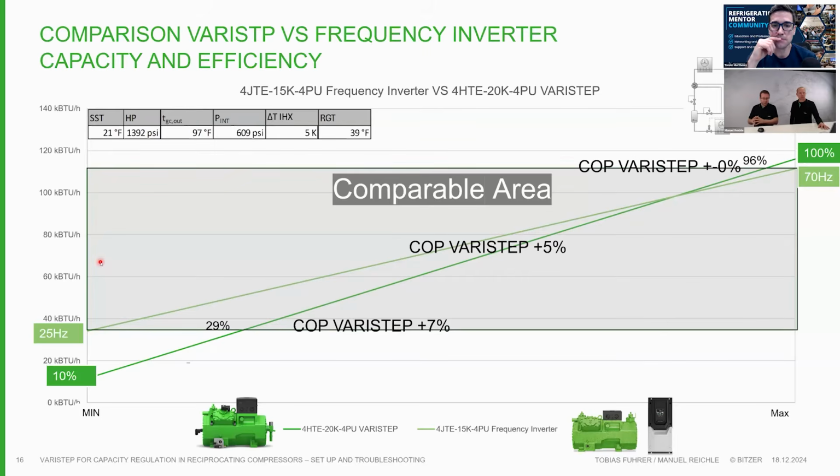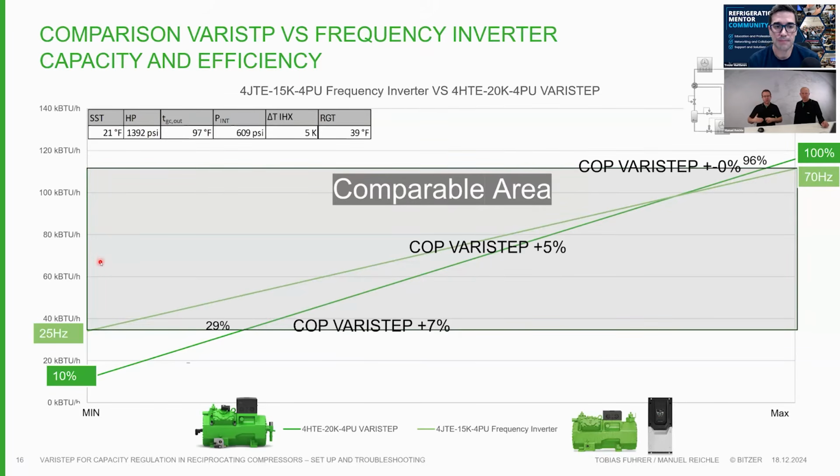29% and 69%. At 29%, because the compressor also loses some efficiency if we run it with lower speed in CO2 in this operating condition, the COP of the Varistep is around 7% in favor. So it's better in COP versus the frequency inverter combination.